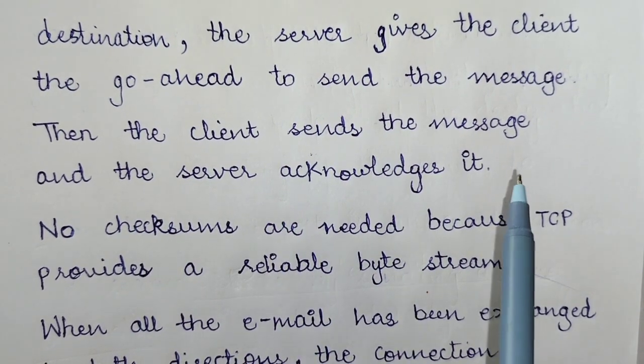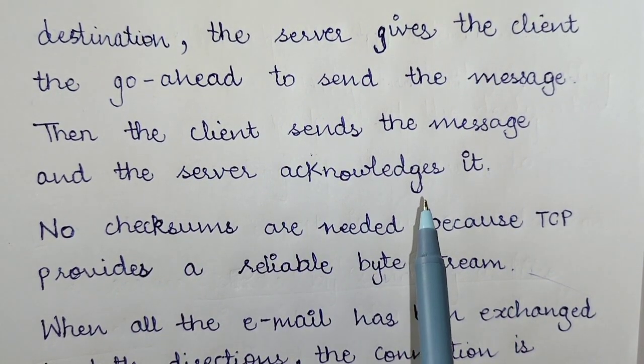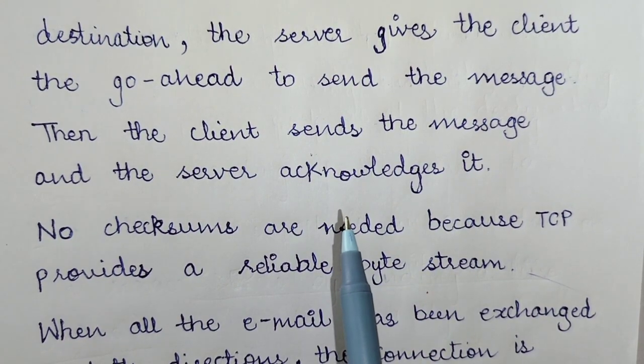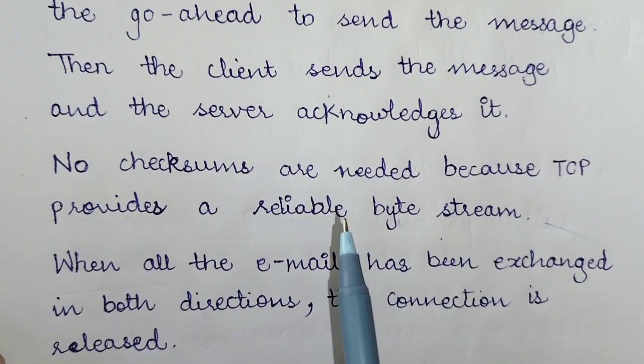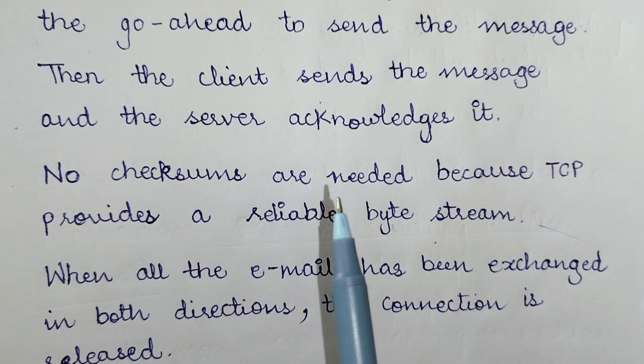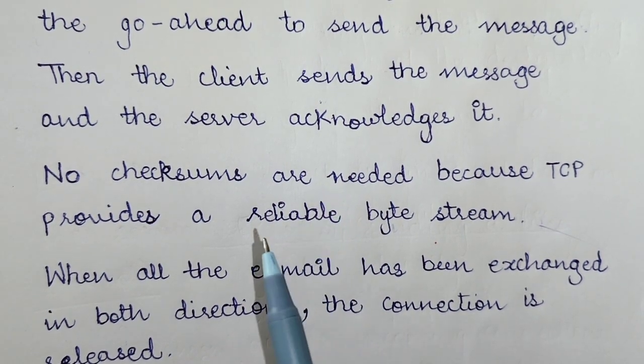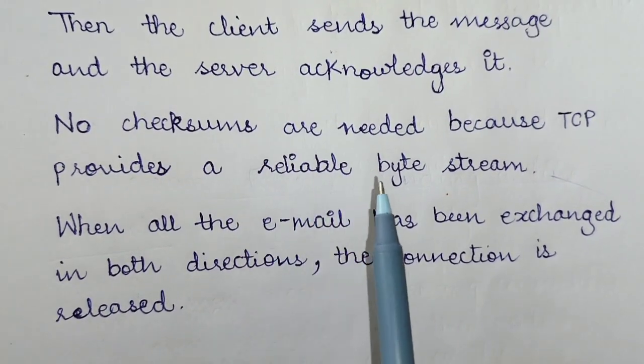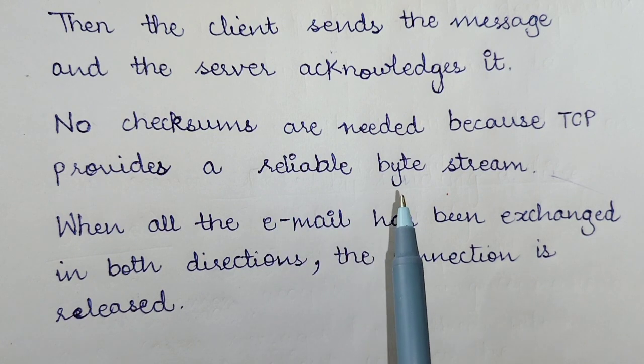Then the client sends the message and the server acknowledges it. So after the client gets a go ahead from the server, the client sends the message and the server acknowledges that message. Acknowledgement basically consists of telling the sender or the client whether the message has been received or not. We have already studied there are various ways to acknowledge it. Now, no checksums are needed because TCP provides a reliable byte stream.